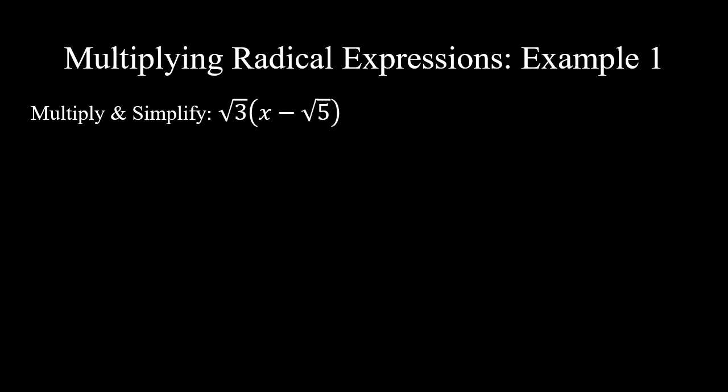So here's our first example. It says multiply and simplify. This is the square root of 3 times the quantity x minus the square root of 5. I see those parentheses and alarm bells should be going off in my head. Distribute, distribute, distribute, right? That's the first thing we do. So I need to distribute this square root of 3 through to both terms.